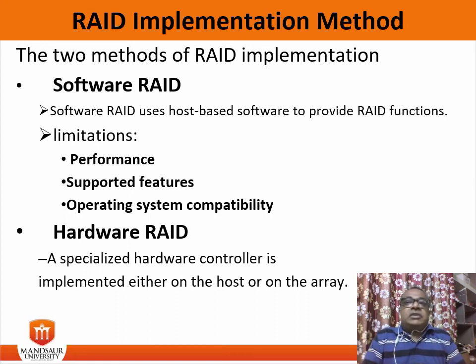The key functions of a RAID controller are: the first one is management and control of the disk aggregations. The second one is translation of IO requests between the logical disk and the physical disk, and the third one is data regeneration in the event of disk failure. So this is the hardware RAID method.